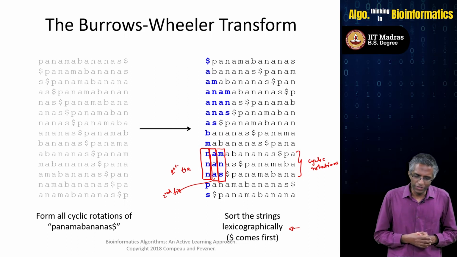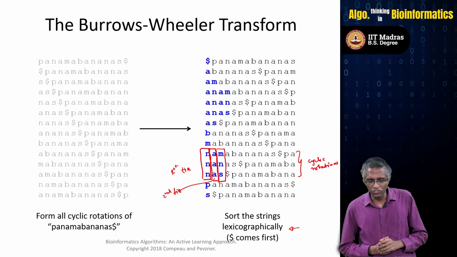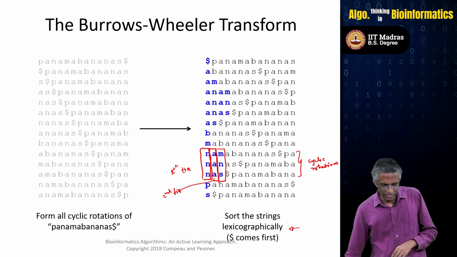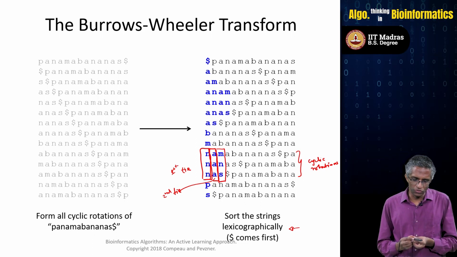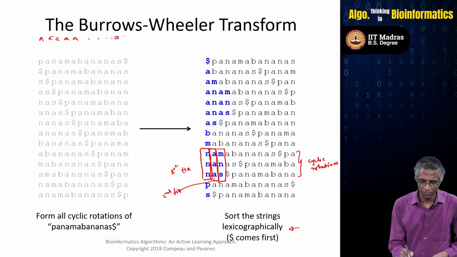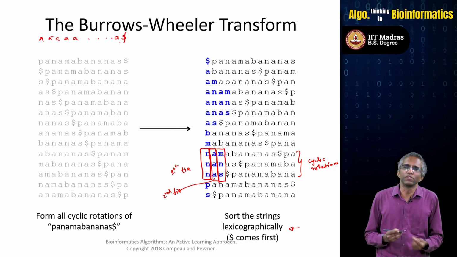Okay. You can also see the role of the dollar. The dollar will make sure that none of these two rows are identical, right? Because you can see the position of the dollar in each of these rows. Let's say your genome is not Panama Bananas but all A's. The cyclic rotation, you don't have to worry about whether all of them will be identical.